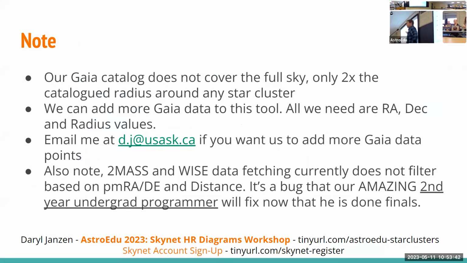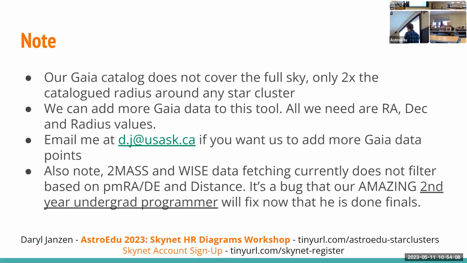our Gaia catalog that we have in this cluster tool is not the full Gaia catalog. We don't have all 2 billion data points loaded over the entire sky. What we have is the Gaia catalog for each of the known star clusters in the Milky Way star clusters catalog, centered there out to a radius that's twice the cataloged radius of each cluster.